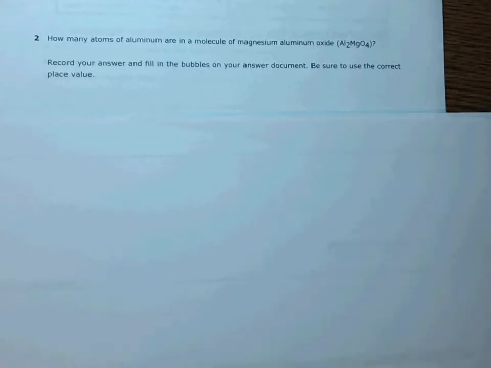Question number 2. How many atoms of aluminum are in the molecule of magnesium aluminum oxide, Al2MgO4? Record your answer and fill in the bubbles on the answer document.